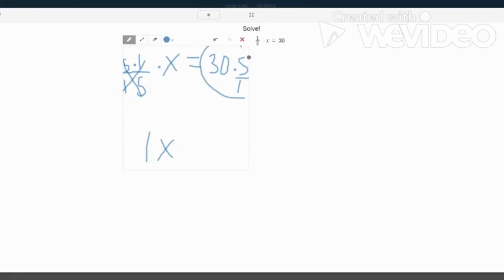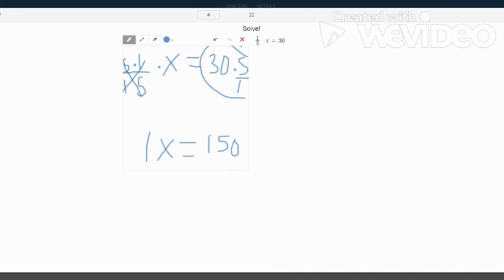So here, nothing gets undone. We have to actually figure out what this becomes. So we're going to multiply across. 30 times 5, that's going to be 150. And then 150 over 1 is just 150. So here our answer for x is going to be 150.